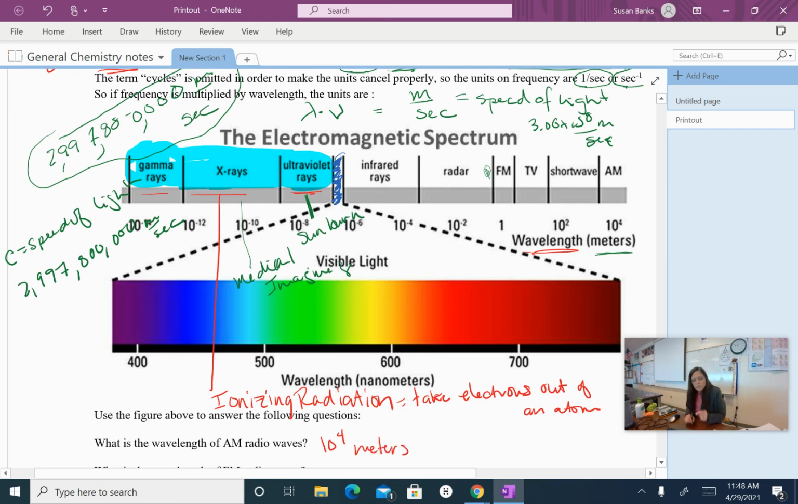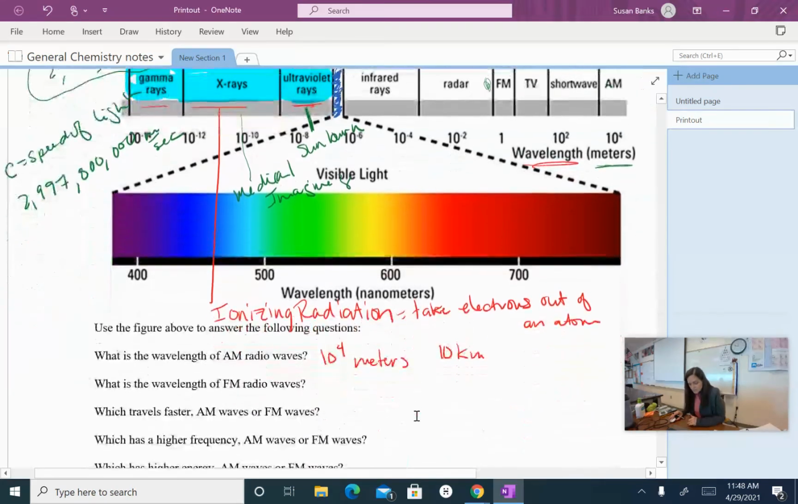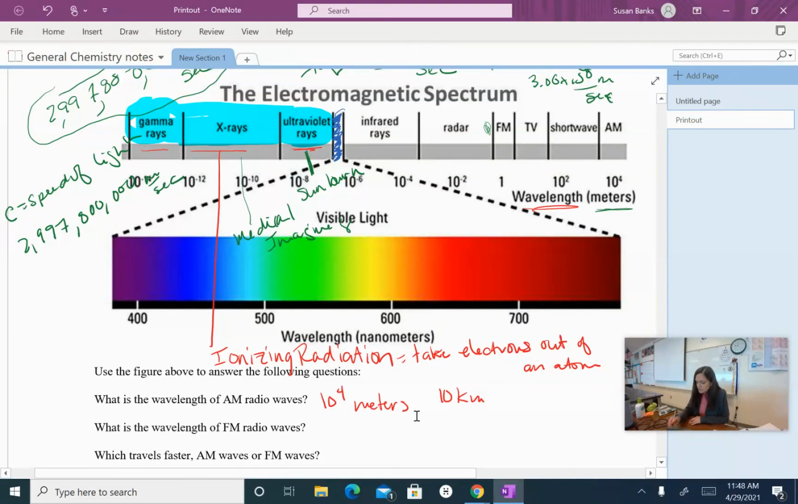So 10 to the 4th meters is really about 10 kilometers. So 10 kilometers for one wavelength. It's a really big wave. And that's one of the reasons why AM radio is able to travel such distances. Okay, FM. Let's look at FM. The wavelength is about 1 meter.